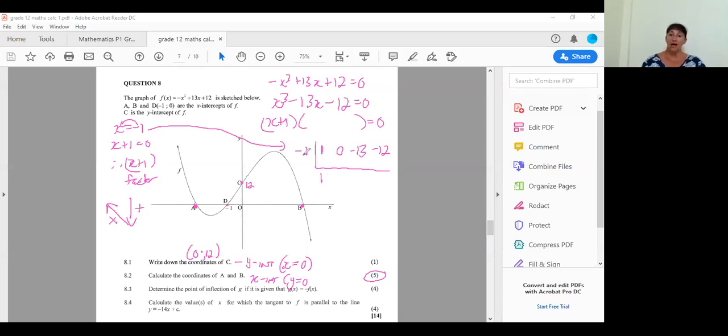1 times minus 1 is minus 1. And then we add and we multiply. And we add, and we multiply, and we add. We have to end up with a 0 there. If you do not end up with a 0 there, then either your root is incorrect, this number, or you've made a mistake with the synthetic division process.